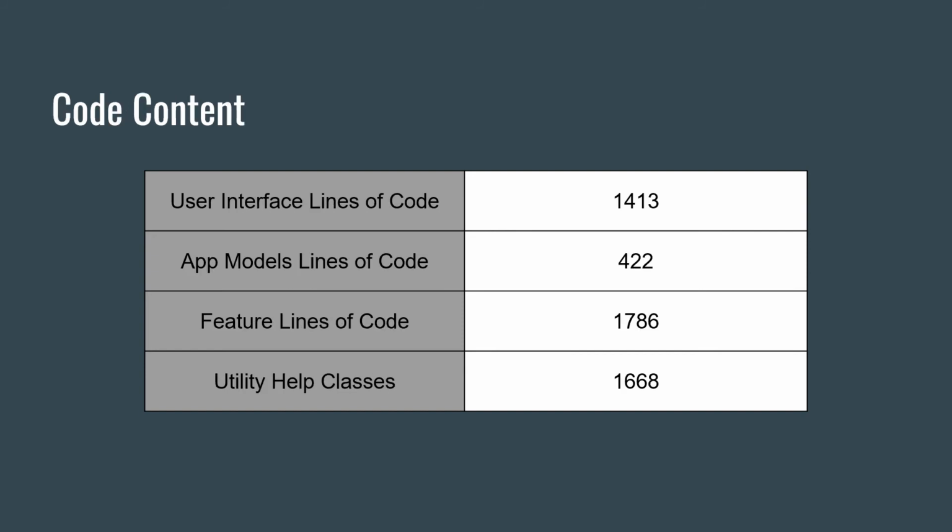Here we can see our code content for our finalized product. Our user interface consists of 1,413 lines of code. Our models for our app consist of 422 lines of code. Features are 1,786, and our utility helper classes consisted of 1,668 lines of code.